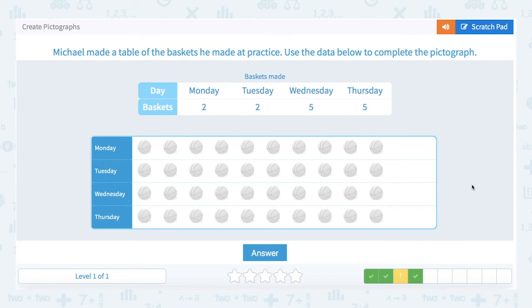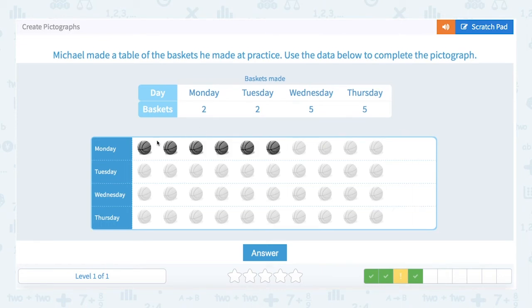Michael has made a table of the baskets he made at practice. Use the data below to complete the pictograph. Okay, so on Monday he made 2, 1, 2. Tuesday, 2, 1, 2. Wednesday, 1, 2, 3, 4, 5. Thursday, 1, 2, 3, 4, and 5.